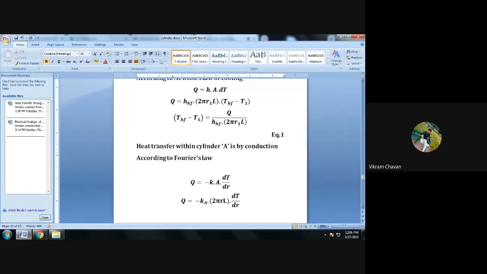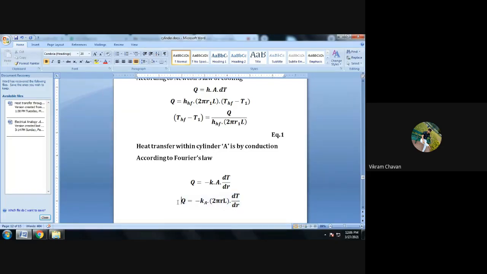So according to Fourier's law, heat transfer within cylinder A is by conduction. Next line, write down: according to Fourier's law, Q is equal to minus K multiplied by A multiplied by dT divided by dr. You can directly write down the hollow cylinder heat transfer equation; I have done the derivation for understanding purposes.